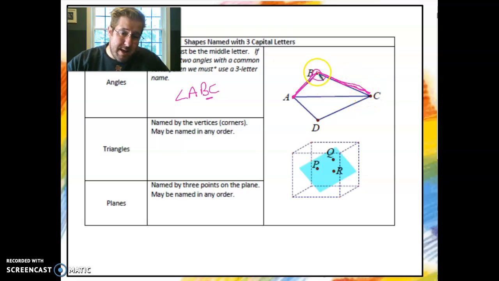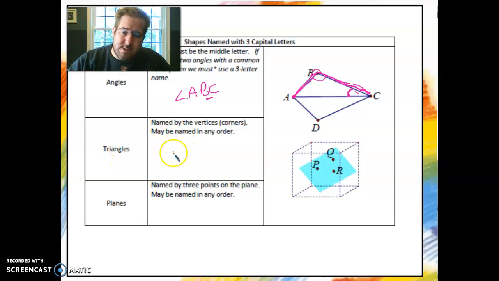But if you say like BCA, BCA would be a completely different angle. BCA would be this angle over here because you're connecting B to C to A. So you can never start with the vertex because otherwise it's going to be a completely different angle.